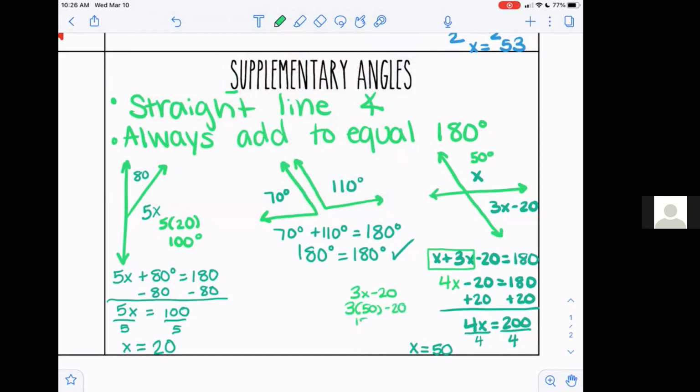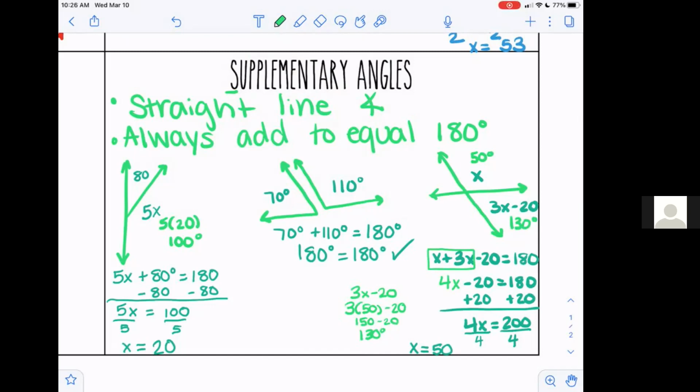3 times 50 is 150. Minus 20 would be 130 degrees. So I know that this angle measures 130 degrees. I know I did it right because the 50-degree angle and 130 degrees add up together to make 180 degrees total.